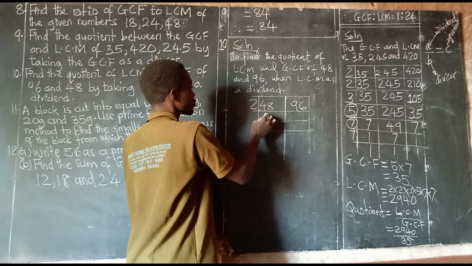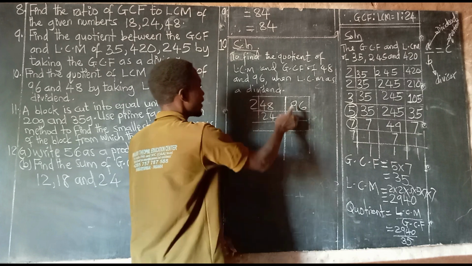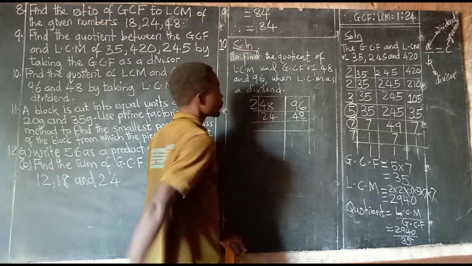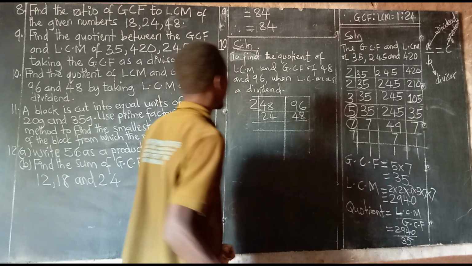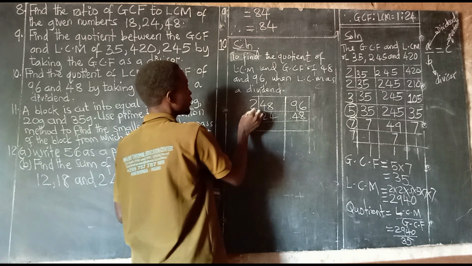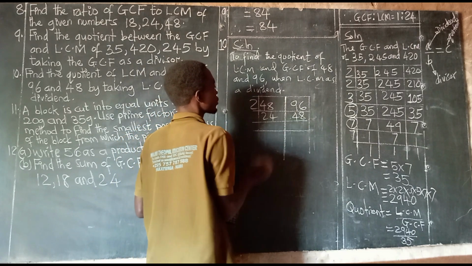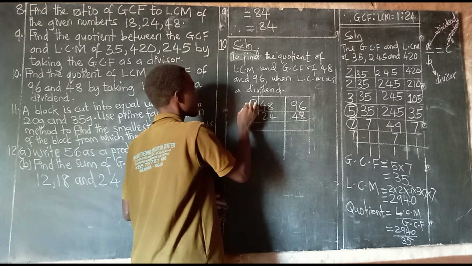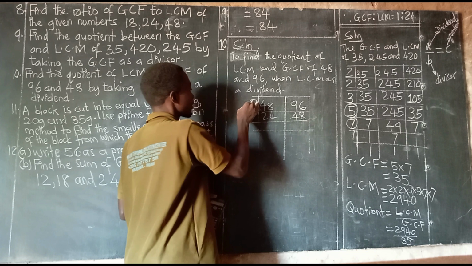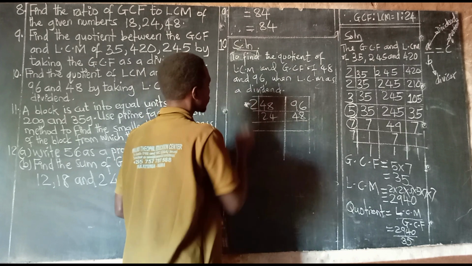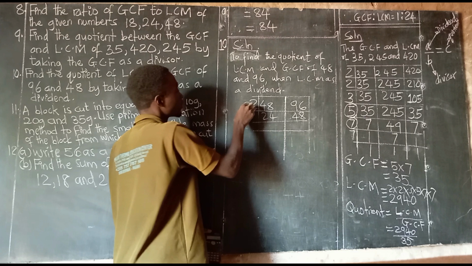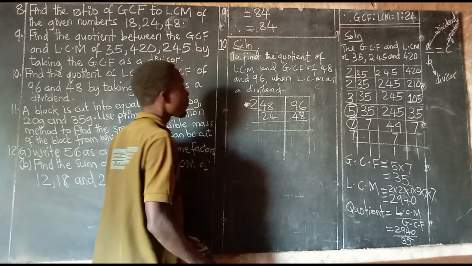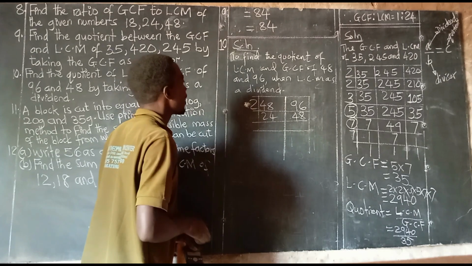48 over 2, we get 24. 96 over 2, we get 48. Again, this 2 has managed to divide both numbers, so it should be marked. Maybe let me use this symbol, a star. The aim of putting a mark is to make sure that I don't forget to include the particular prime number when I will be solving for the GCF.